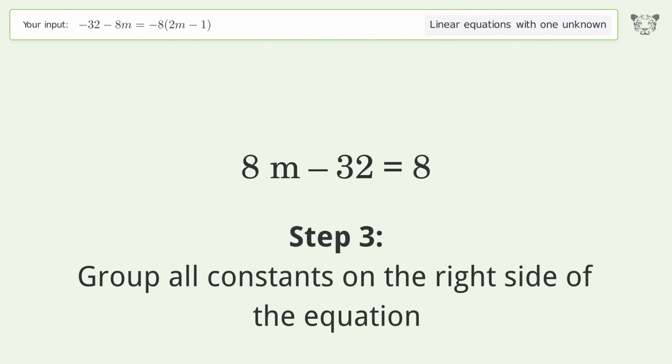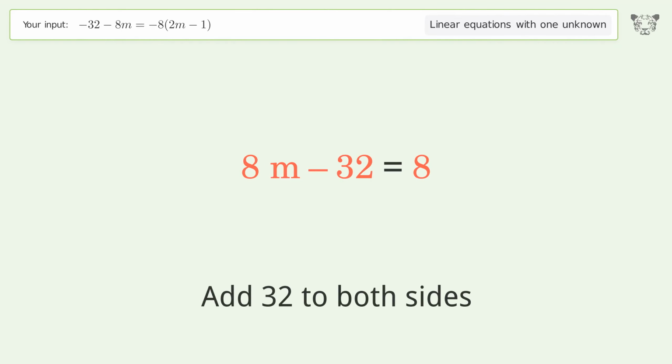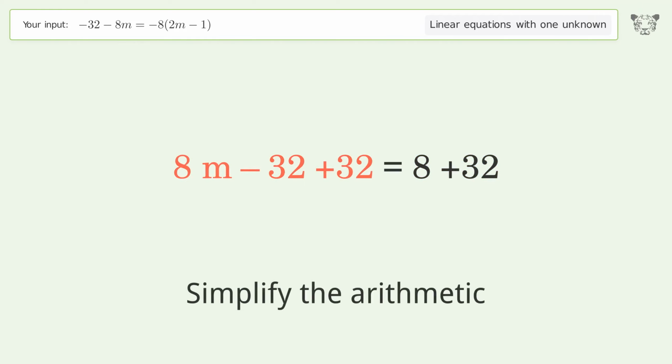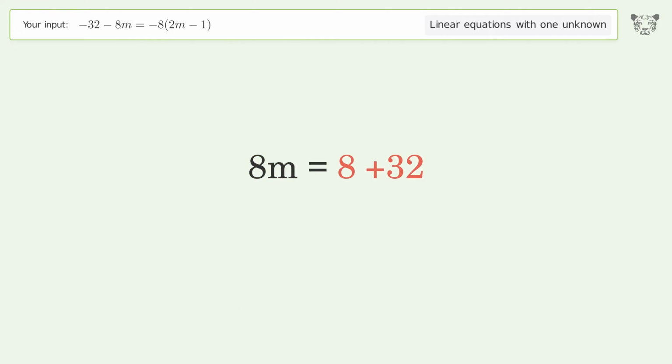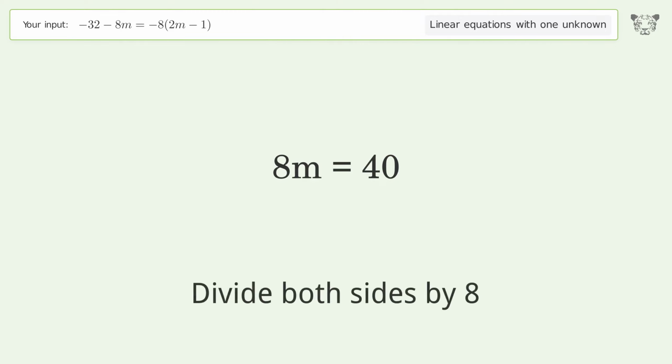Group all constants on the right side of the equation. Add 32 to both sides. Simplify the arithmetic. Isolate the m. Divide both sides by 8.